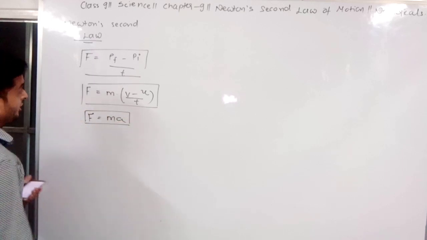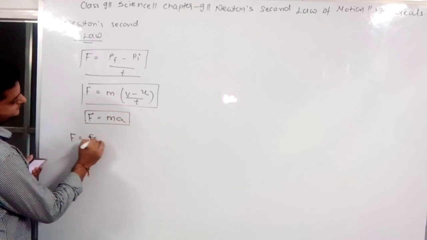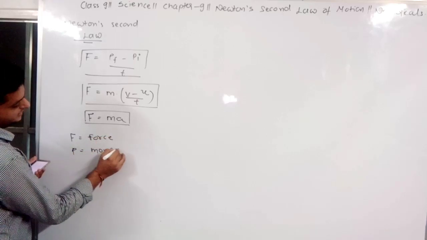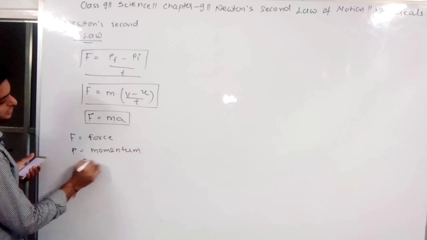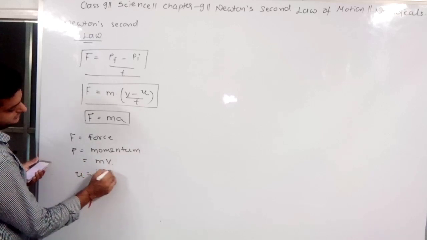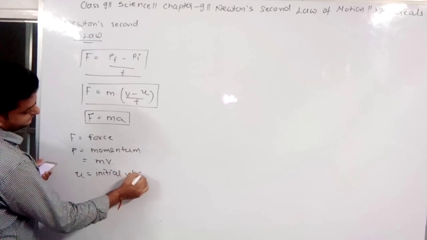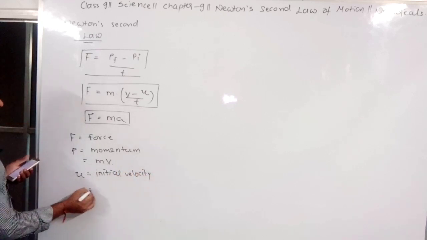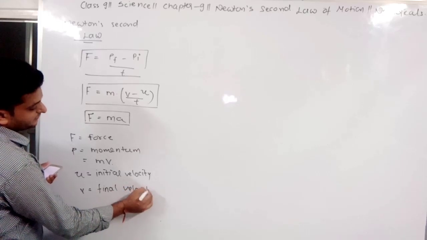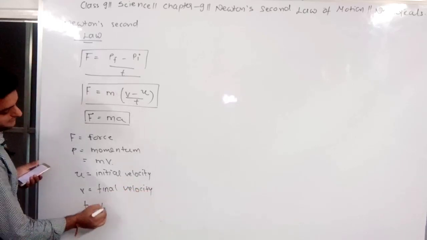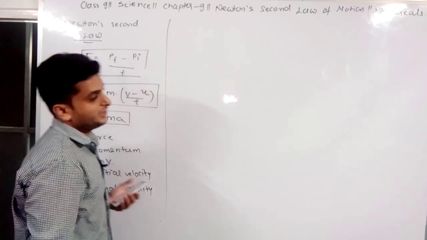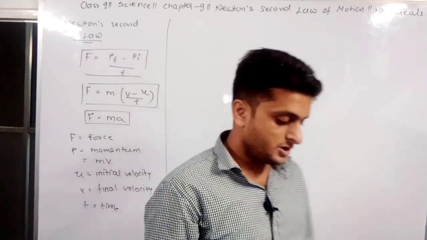तरह से, F is equal to ma, right, where all the terms are F is force, P is momentum, and this momentum is what? Mass into velocity. u is your initial velocity and the v is final velocity, and the t is equal to time. Okay, so on the basis of this second law formula we are going to solve the numericals right now.